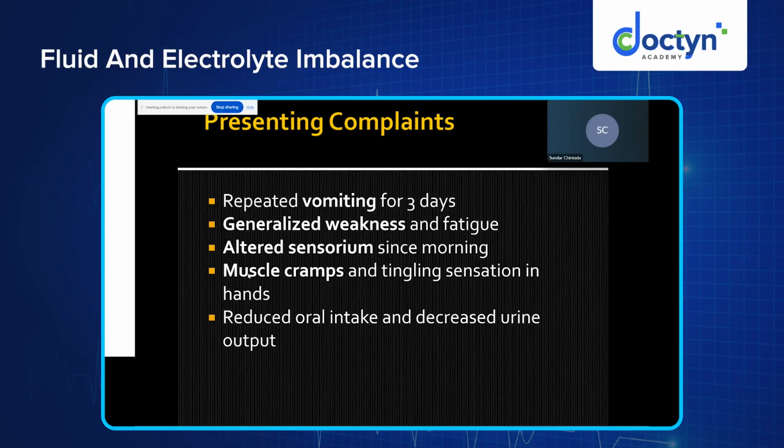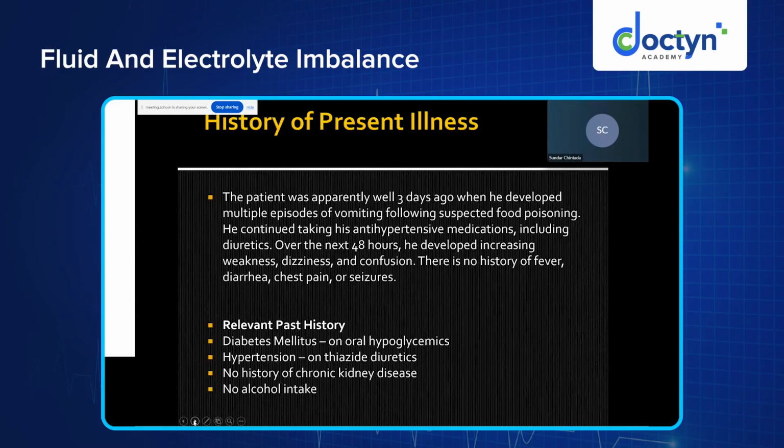present since 3 days. There is generalized weakness and fatigue. There is altered sensorium, present since morning. Muscle cramps and tingling sensation in the hands are present, along with reduced oral intake and decreased urine output. So repeated vomiting, generalized weakness, fatigue, altered sensorium, muscle cramps, tingling, reduced oral intake and decreased urine output are seen in the patient. Very much important.